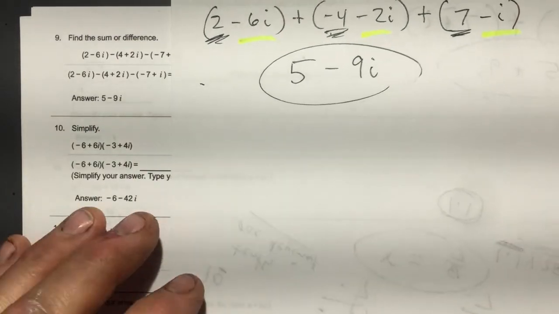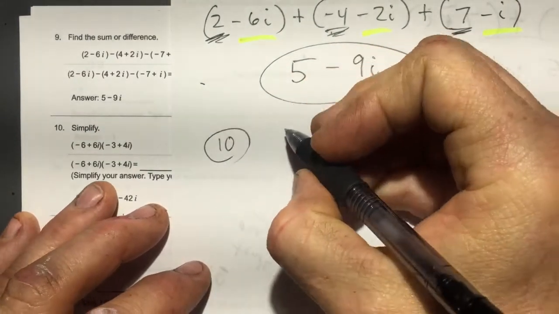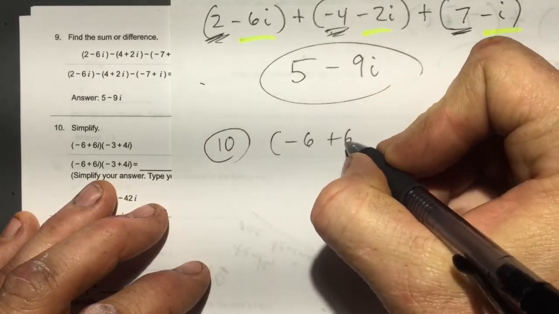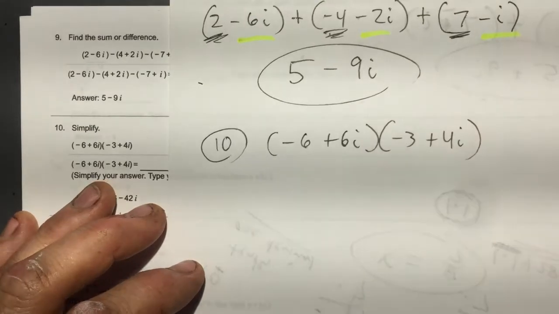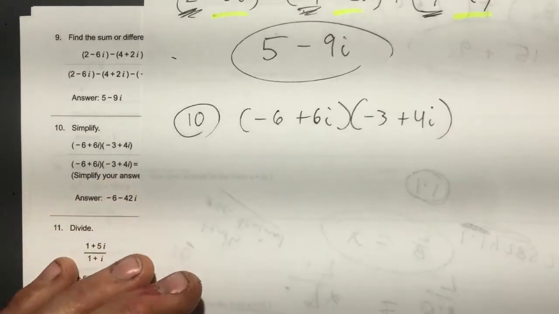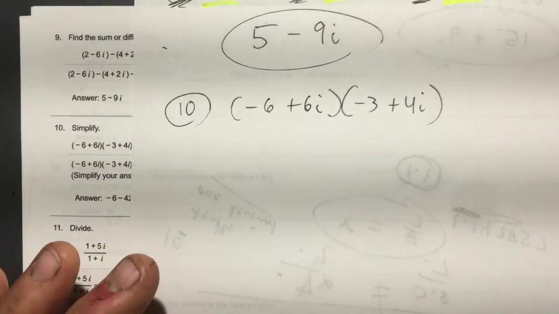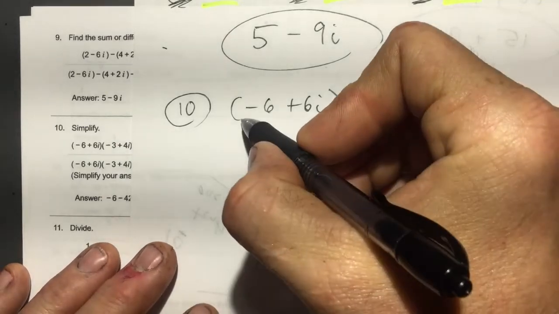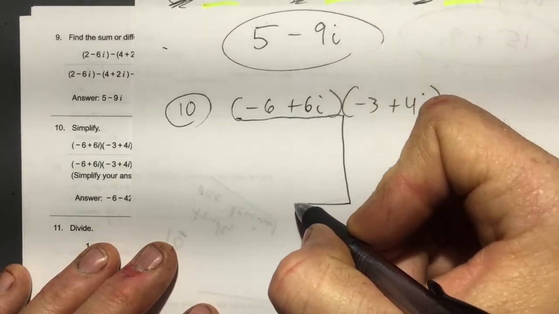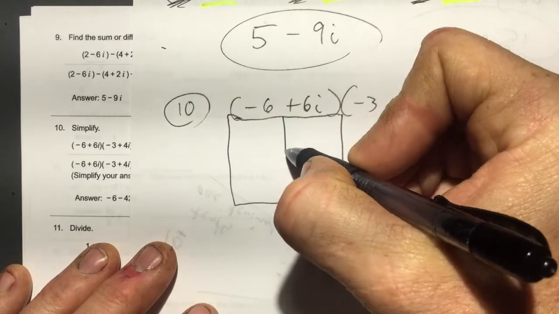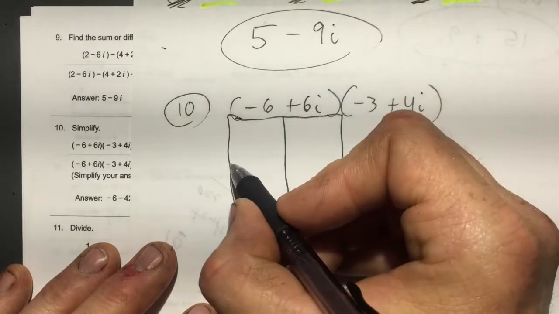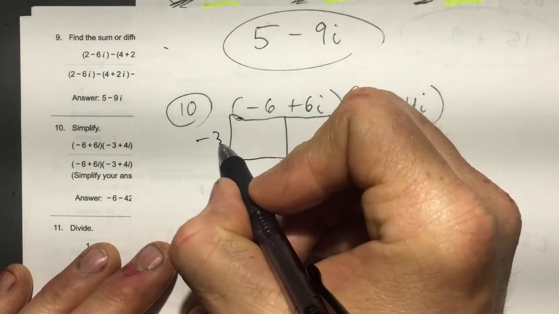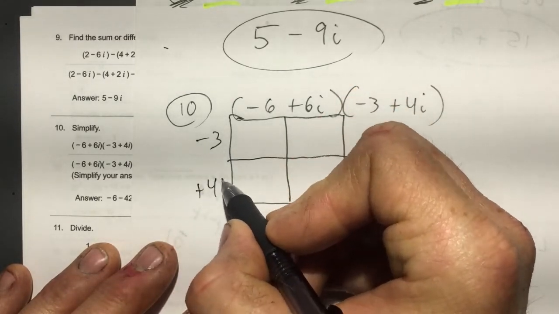Okay. Now, number 10. We're multiplying. -6 plus 6i times -3 plus 4i. We're multiplying these. Okay. Now, when you multiply, it's best to set up a multiplication box. So I'm just going to write underneath this first one right here. I've got a column for the -6. I got a column for the plus 6i. And then this -3 plus 4i will go over to the side.